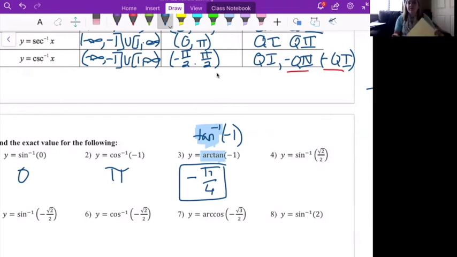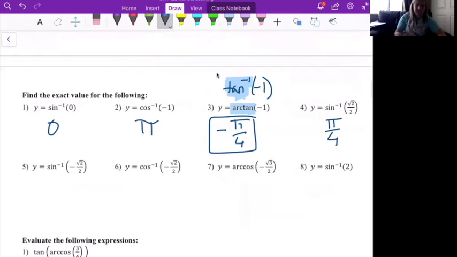So then for sine inverse of root 2 over 2, the positives are easy because we're always going to be in quadrant 1. No matter what inverse function we're talking about, if we're talking about a positive value, we're in quadrant 1. And so sine inverse of root 2 over 2 is going to be pi over 4.